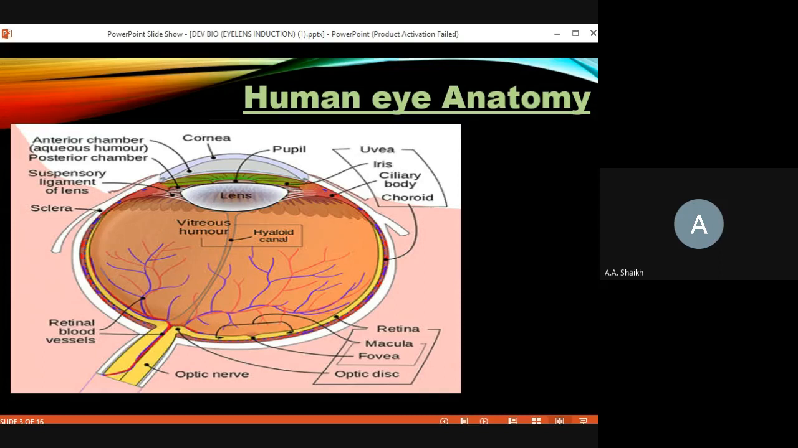Now again, here it is showing the presence of a retina. This yellow line which goes on continuously, from here to here, is called the retina. This retina is divided into two parts, or two types. The first one is the neural retina, and the other part is called the pigmented retina. So there are two parts of the retina: the neural retina and the pigmented retina.